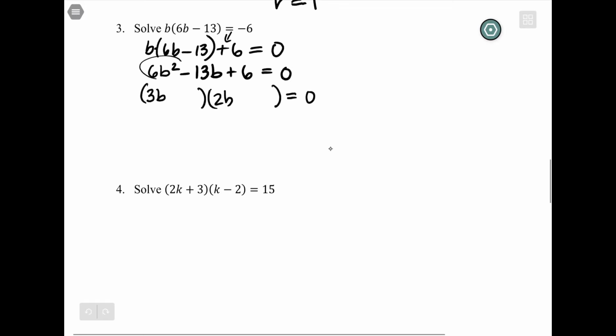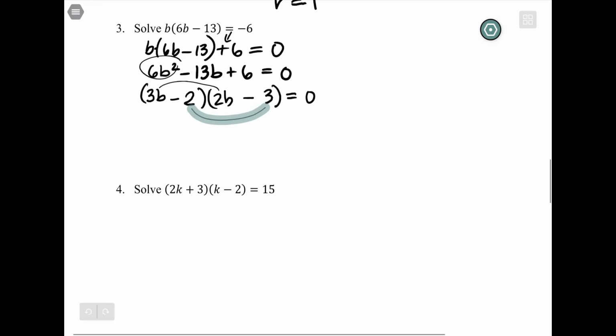So first I need factors of 6b squared. And then, ooh, I think I can get lucky. If I make this 3 and this 2, and they're both negative. So my first is the 6b squared that I needed. My last is the 6 that I needed.